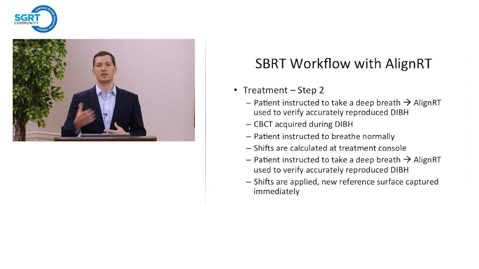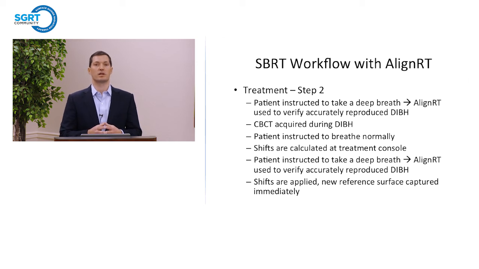After we have acquired a new AlignRT reference surface and have made the appropriate shifts based on the orthogonal KV images, we will repeat the process using a cone beam CT. Again, the patient will be instructed to take a deep breath, and we will use AlignRT to verify that their deep breath is accurately reproducing the breath that they had done before. We'll then acquire the cone beam CT during that breath hold, and once that cone beam CT has been acquired, we will again instruct the patient that they can breathe normally.